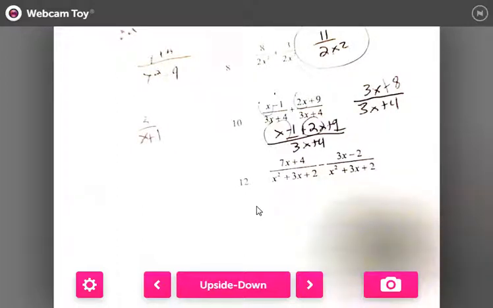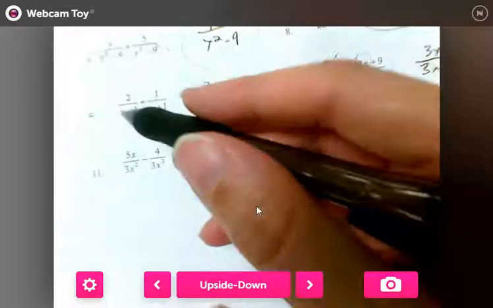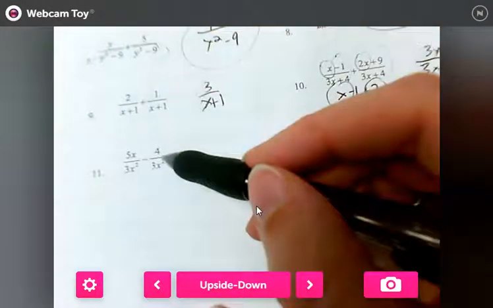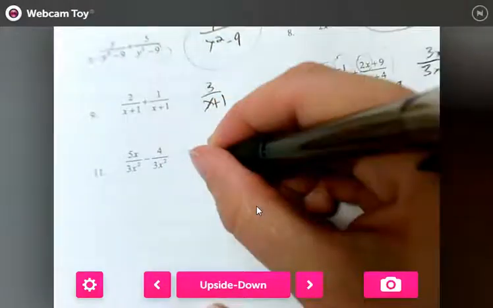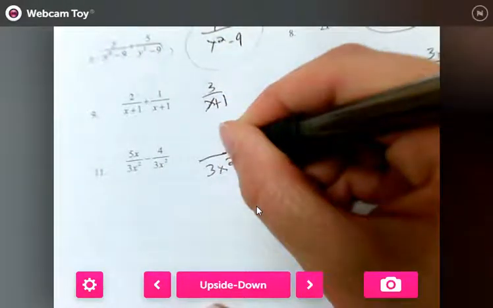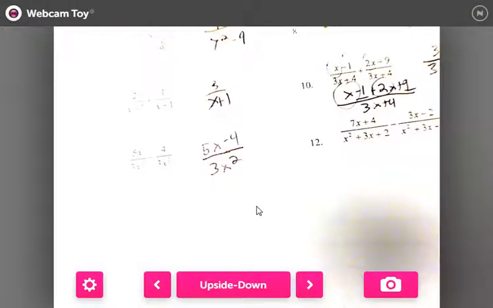Okay? Now remember, all I did was combine like terms. I put the x's together, I put the other numbers together. Okay? Let's look at number 11. 5x minus 4 over, and they're both over 3x squared. So 3x squared goes on the bottom, right? What goes on the top? 5x minus 4. I can't put anything together. I don't have any like terms.